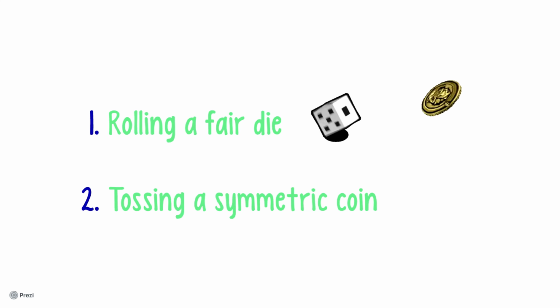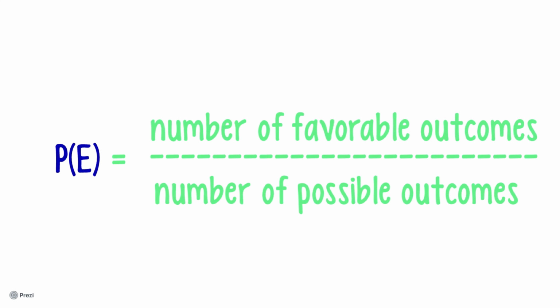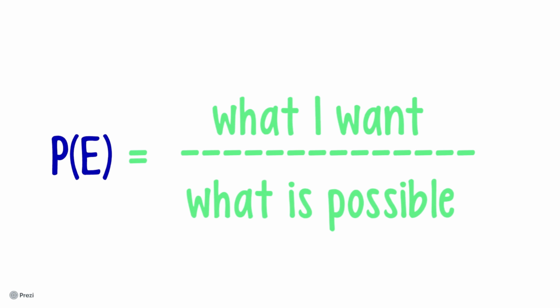The central formula is P(E) equals number of favorable outcomes divided by number of possible outcomes. Or more simply, probability equals what I want divided by what is possible. This formula allows us to calculate probabilities without empirical data, purely through logical reasoning. Let's look at some examples to better understand Laplace experiments.